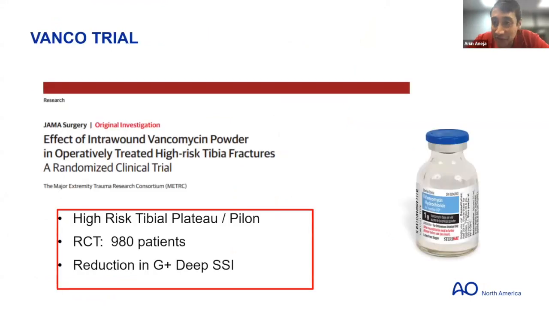So the first is the Vanco trial. We kind of know the results. This was Dr. O'Toole and his group with METRC, looking at vancomycin powder. Keep in mind they did it for high-risk tibial plateaus and pilons in about 980 patients. It was a randomized clinical trial, great level of evidence. What they found was a reduction in gram-positive deep surgical site infections. This was published in JAMA Surgery.